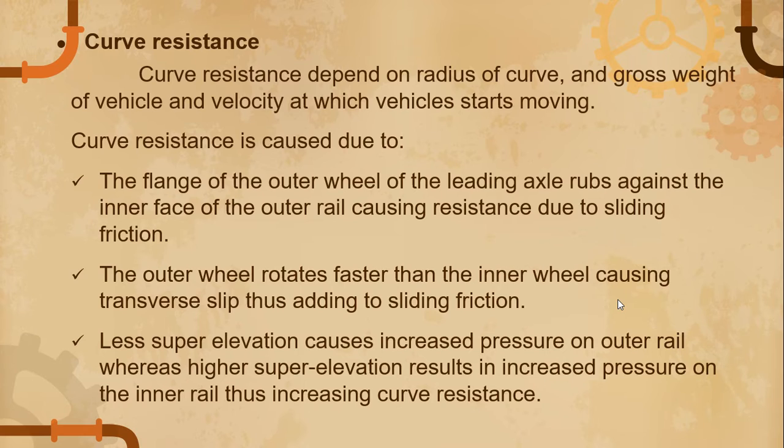So, curve resistance is caused due to, first, the flange of the outer wheel of the leading axle rubs against the inner face of the outer rail, causing resistance due to sliding friction. Second, the outer wheel rotates faster than the inner wheel, causing transverse slip, thus adding to sliding friction. So last is less super elevation causes increased pressure on outer rail, whereas higher super elevation results in increased pressure on the inner rail, thus increasing curve resistance.